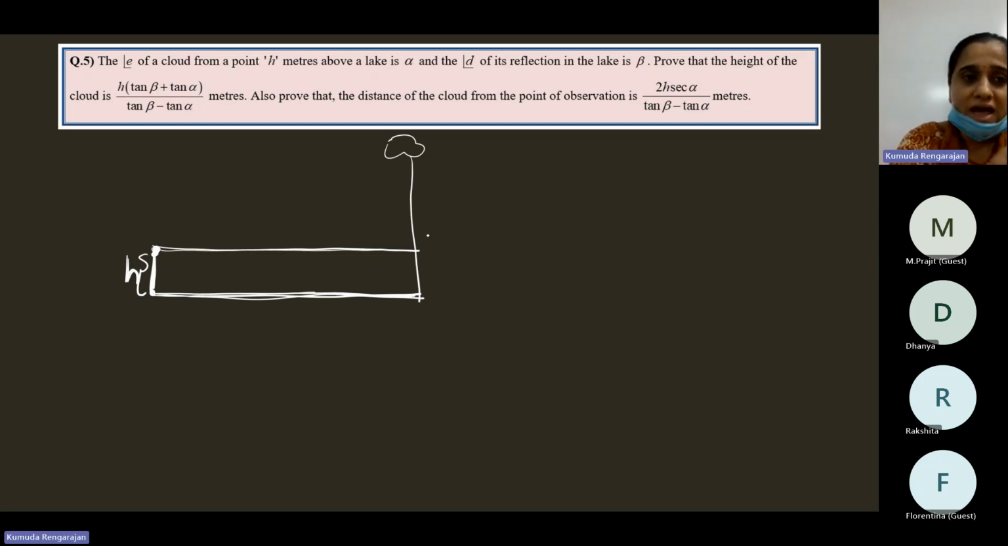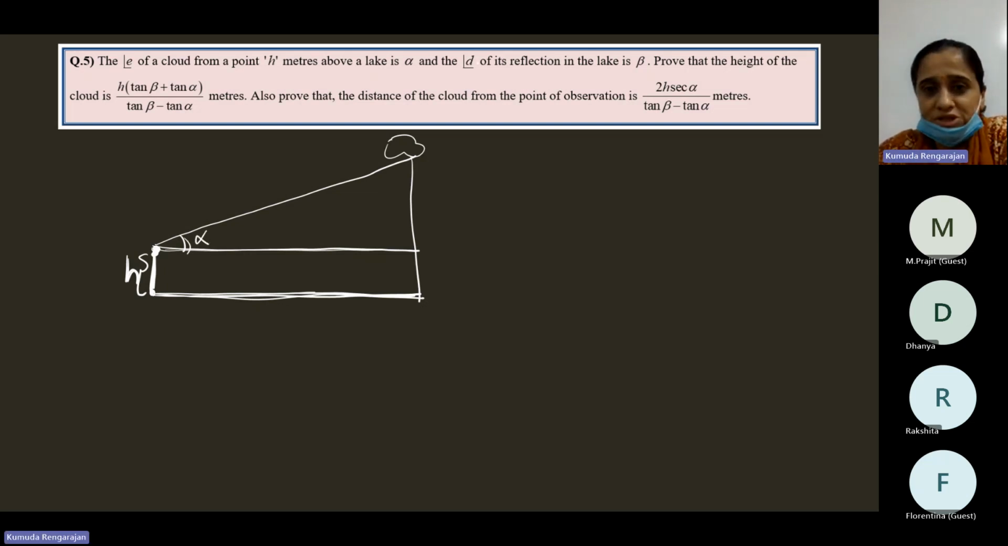I'll read again. The angle of elevation of a cloud. From where are you seeing that? From a point. And where is that point? H meters above the lake. That point is h meters above the lake, not the cloud. So this is the horizontal. And which is the line of sight? This is the line of sight. The line segment connecting the eye of the observer and the point observed is the line of sight. And this is the angle of elevation, which is alpha.